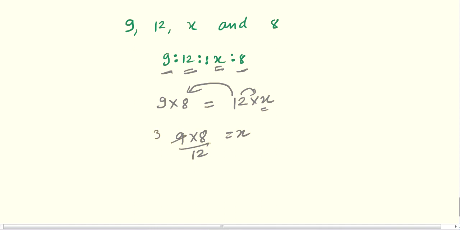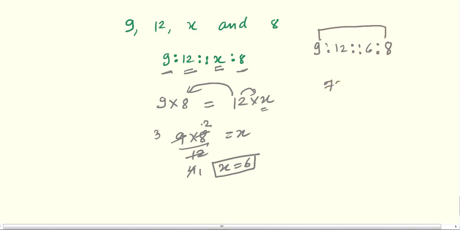So 3 threes are 9, 3 fours are 12, 4 ones are 4, 4 twos are 8. 3 into 2, how much? 6. So x equals to how much? 6. Now arrange this. So 9 is to 12, proportion 6 is to 8. As you can see, 9 into 8, how much? 72. And 12 into 6, how much? 72. So yes, they are in proportion. So in this way you have to solve question number 3.